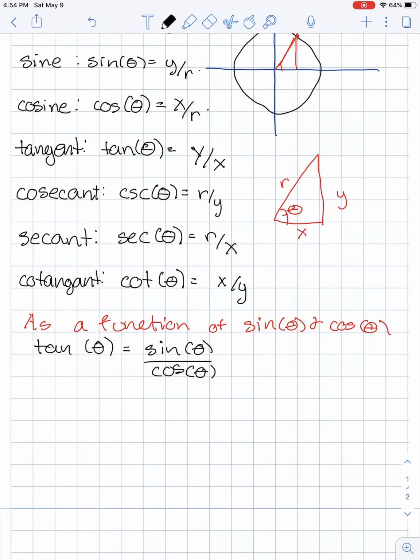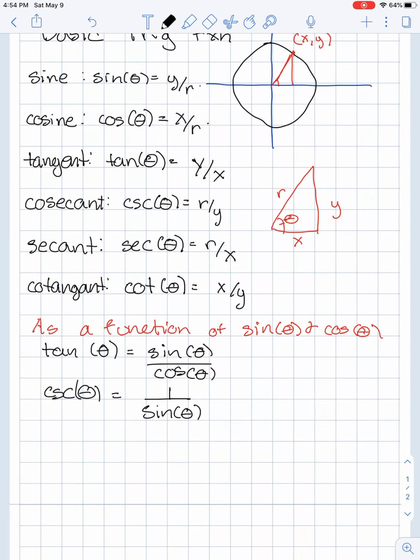So tangent of theta is sine theta divided by cosine theta. We can see that here: if I divide sine by cosine, I get y divided by x because those r's cancel out, and that's exactly what tangent is. If I look at cosecant, r divided by y, well, sine is y divided by r, so cosecant theta is just the reciprocal, or 1 over sine theta.